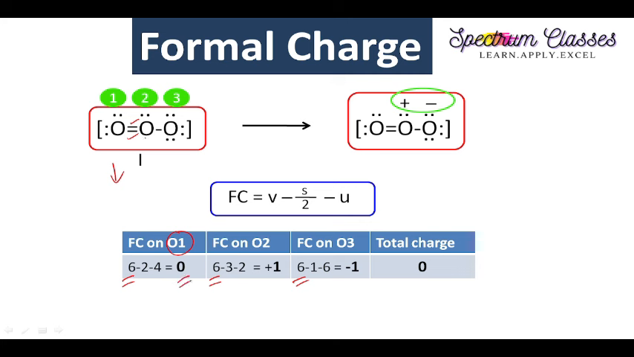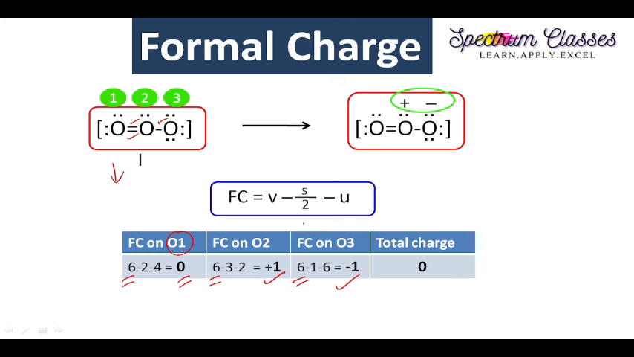Now the second oxygen. So what about the second oxygen? 6 minus how many bonds it forms? 3 bonds it forms. And how many unshared electrons are there? 2 electrons are there. So 1 formal charge is there on the second oxygen. What about oxygen number 3? Oxygen number 3 has 6 valence electrons, 1 bond, minus 6 unshared electrons. So this has minus 1 formal charge.